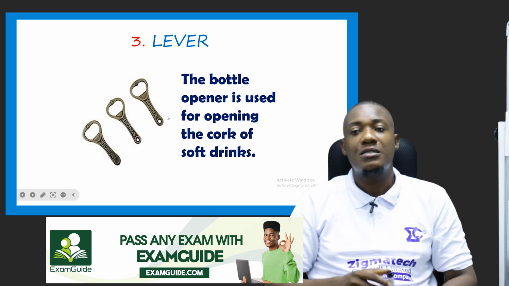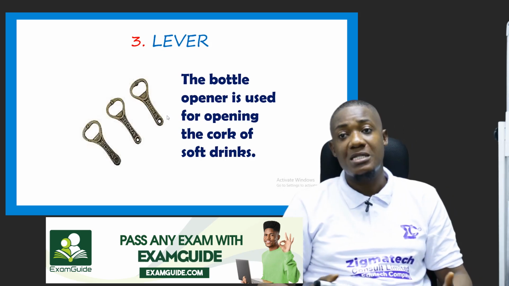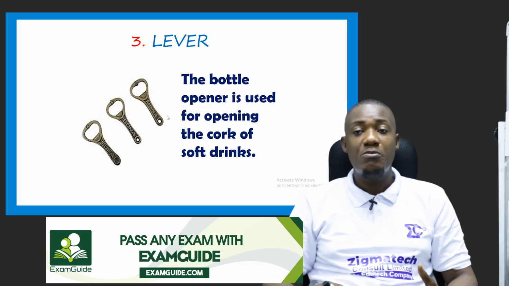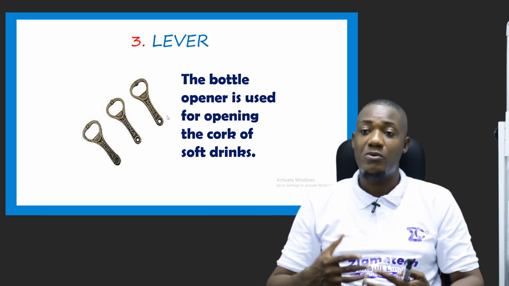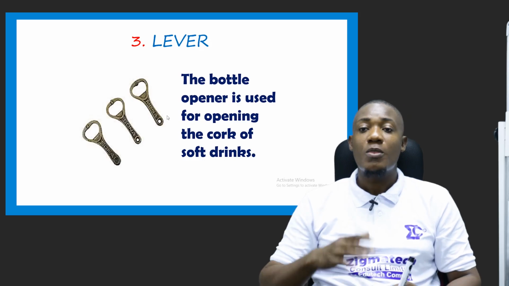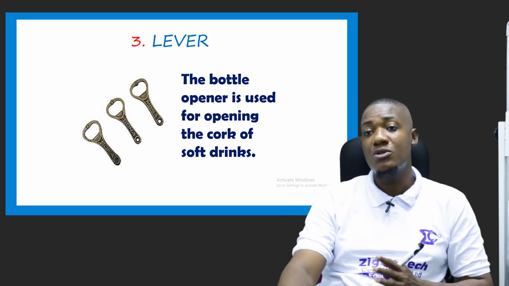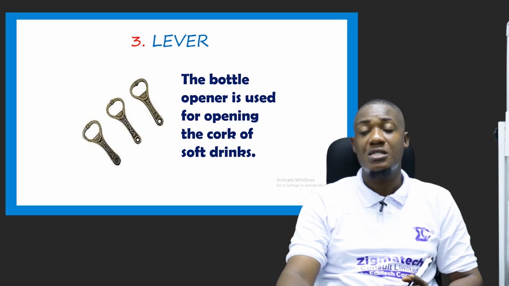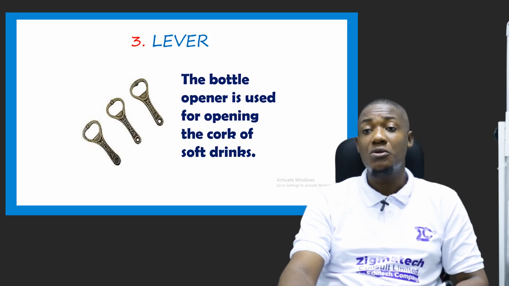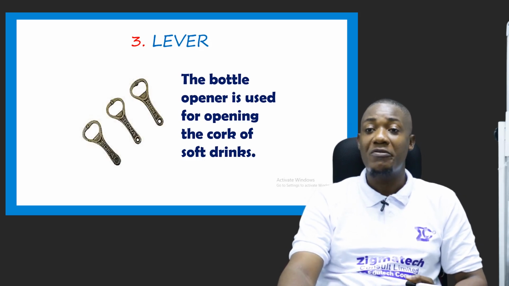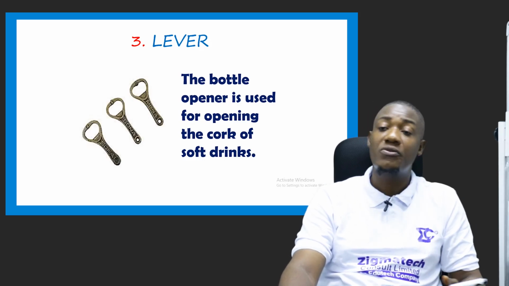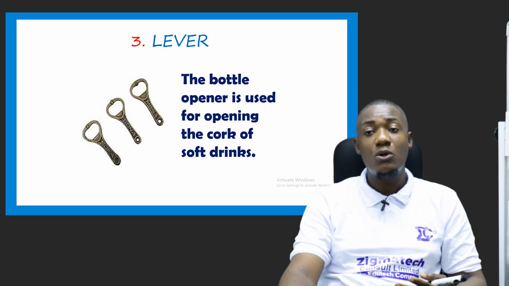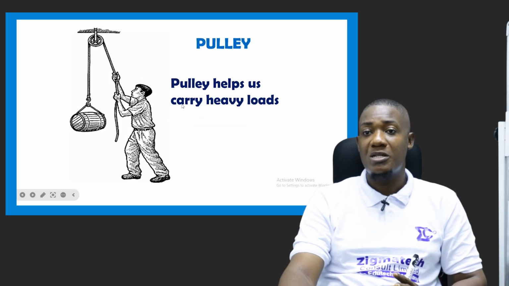A lever, for example, a bottle opener is a type of lever. We need a bottle opener to open our drinks, maybe we just want to cool off. We need that opener, so we can use a lever in that area. A lot of things. Remember, a wheelbarrow too is also a type of lever. So a wheelbarrow is used to carry heavy load from one place to another. A whole lot of uses of machines.